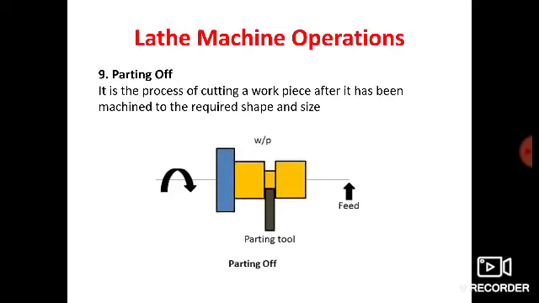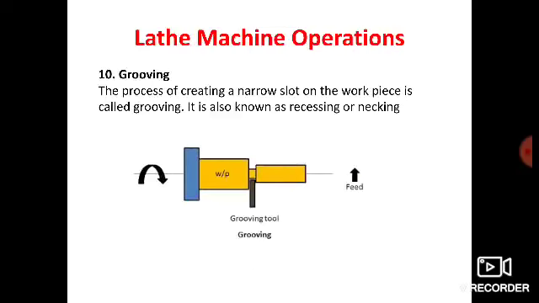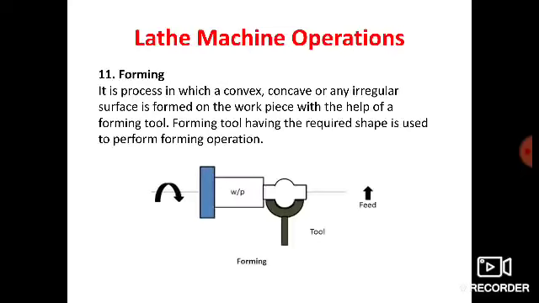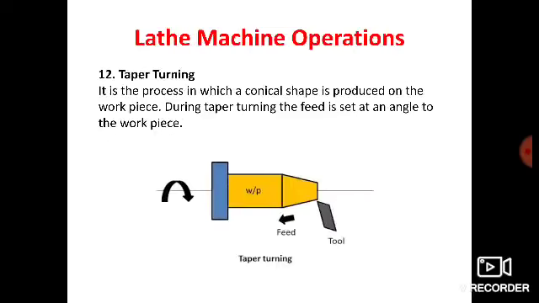Then parting off, to break the workpiece in two pieces, we can use a parting off tool. Then grooving, so we can produce a narrow neck over the surface of the workpiece by using grooving tool. Then forming, so to get any kind of shape over the workpiece, we can use a forming tool, and that forming tool will have a same shape which is desired. Then next, taper turning. So here taper turning, we can reduce the diameter and we can produce a conical shape with the help of taper turning operation.